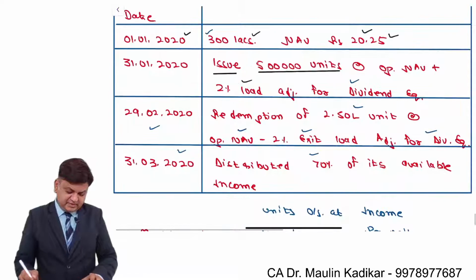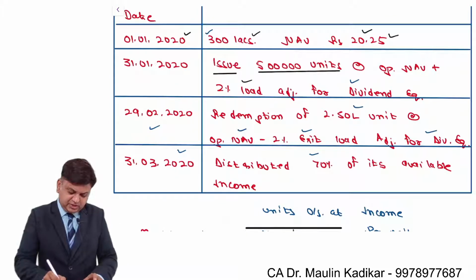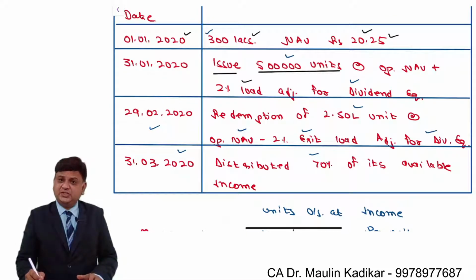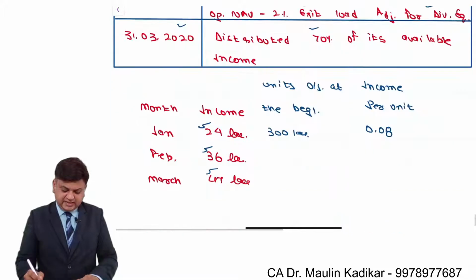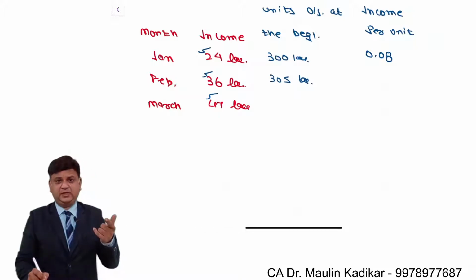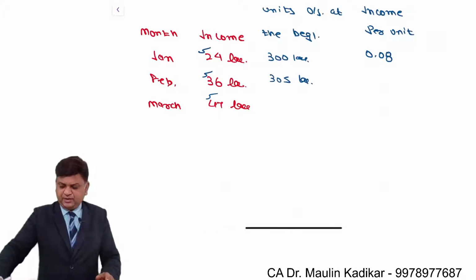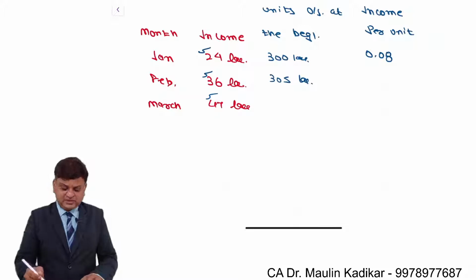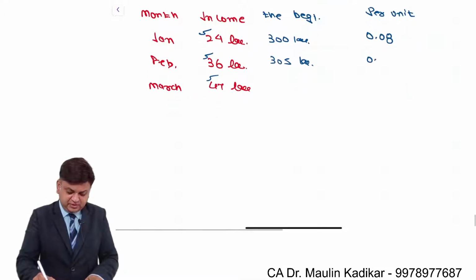Then it has been given that at the end of January, it issued 5 lakh units additionally. So in that case, the number of units increases to 305 lakhs at the beginning of February. Income of February is 36 lakhs. Number of units are 305 lakhs. So income per unit is 11.80 paise per unit.